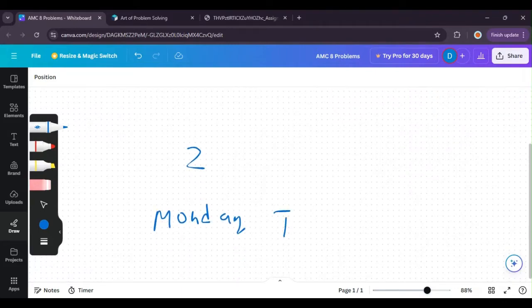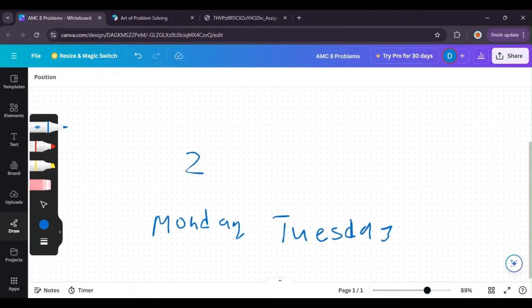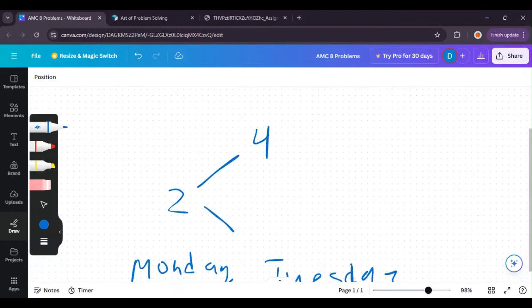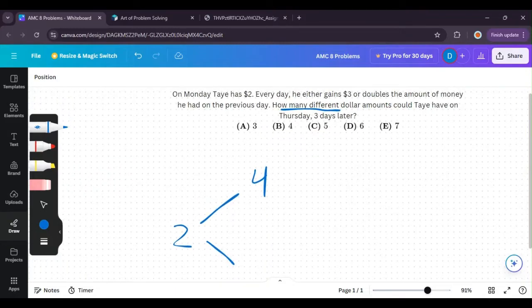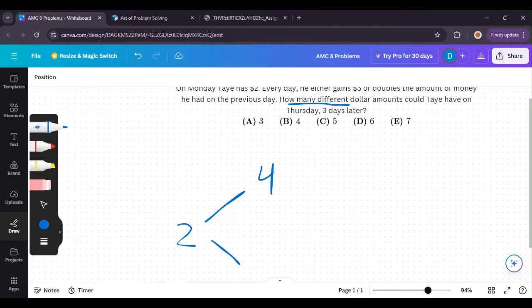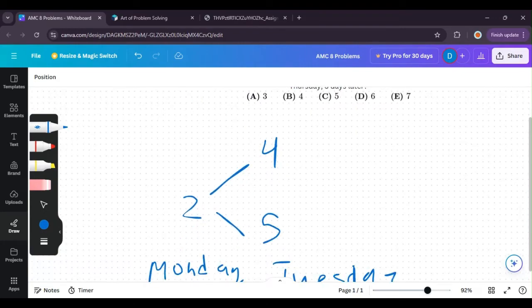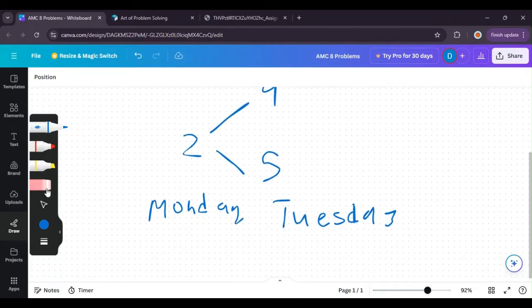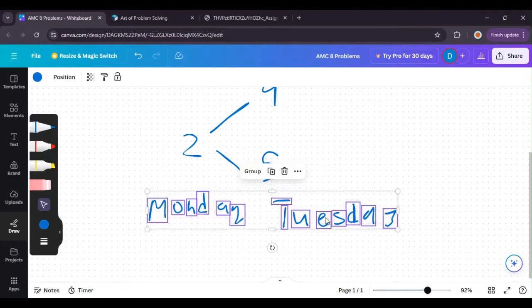On Tuesday, he can either double it to 4, so 2 times 2 is 4, or he can add $3 to the amount he had on the previous day. So he either gains $3, so now he has 5, or he can double it. So there are two options, and as you see here, these are the two options. I'm going to move this so it doesn't get in the way.